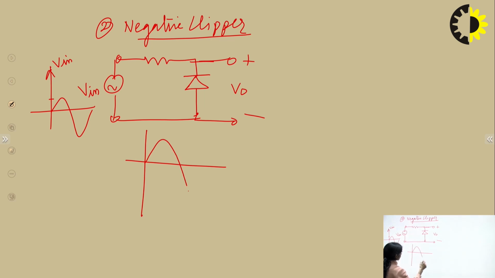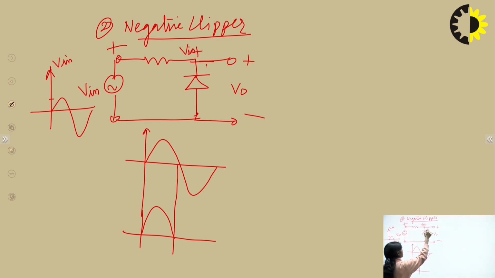For positive cycle you will get the output, that means diode will be reverse biased. For positive cycle diode will be reverse biased, that means diode will be open, and for open circuit Vout is equals to Vin as we had seen in the previous circuit. So Vout is equals to Vin coming here, Vout equals to Vin.